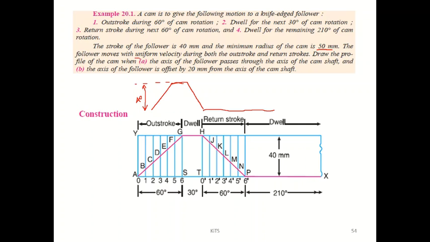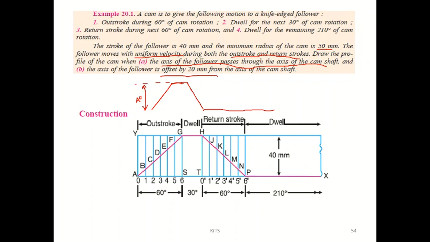So here they have given the motion of the follower. The follower moves with a uniform velocity during both outstroke and return stroke. In both strokes, it has uniform velocity motion. Now you have to draw the profile, and in the first case you have to draw two profiles. First case is the axis of the follower passes through the axis of the camshaft. So the axis of the follower and the axis of the camshaft lie in one line, that is inline. Second case is offset. Offset distance is 20 mm.